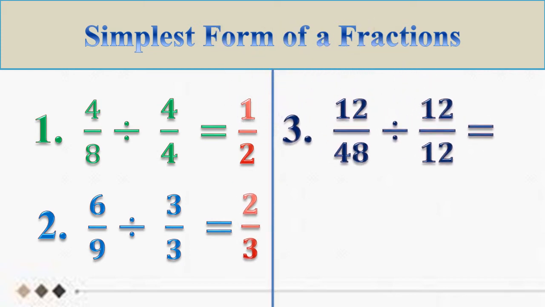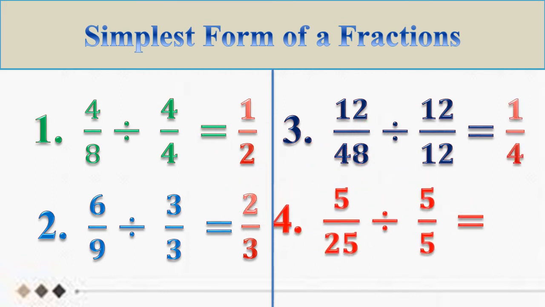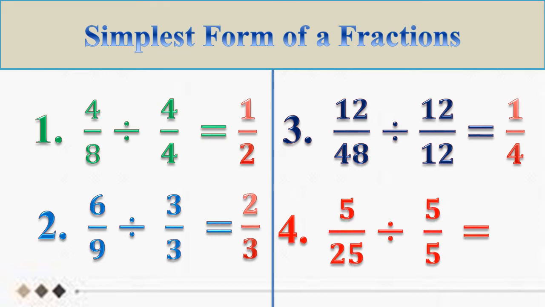Then third sum, it is given 12 by 48. When you divide the numerator and the denominator by 12, what is that answer? Yes, we'll get 12 by 12 means we'll get 1 by, how many 12s are 48? Only 4. So you can write 1 by 4. Then fourth sum, 5 by 25 divided by the numerator and the denominator, that is 5. So when you divide 5 by 25 by 5, we'll get 1 by 5.